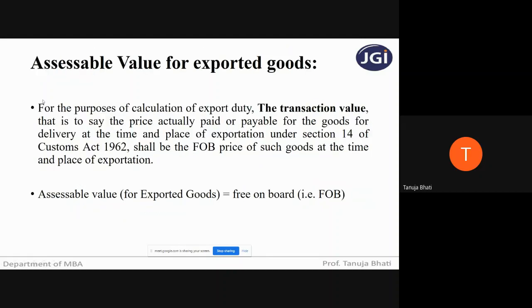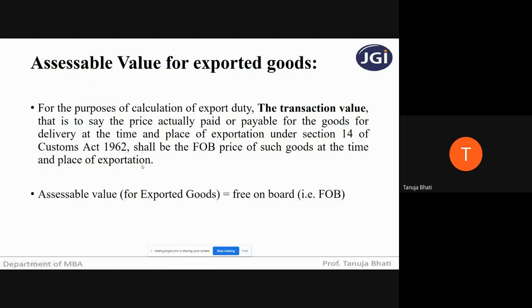Next, we saw that the assessable value is going to be the transaction value as per rule number 3. So now let us see what the transaction value is. I'm still continuing with rule number 3 only, students, where I've told you all that the assessable value is the transaction value. Now let us understand what transaction value is. For the purpose of calculation of export duty, the transaction value, that is to say the price actually paid or payable for the goods for delivery at the time and place of exportation under section 14 of the Customs Act 1962, shall be the FOB price of such goods at the time and place of exportation.